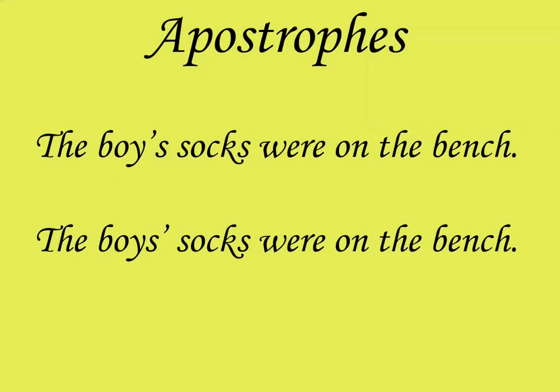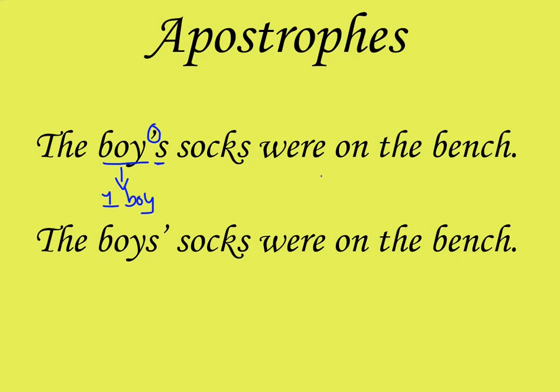So here we've got two sentences. The boy's socks were on the bench. The boys' socks were on the bench. They sound exactly the same, and they have similar, but not completely identical meanings. And the whole meaning of the sentence revolves around the use of that apostrophe. In the first example, we have got B-O-Y, apostrophe S, so I know that it's talking about one boy. One boy's socks were on the bench.